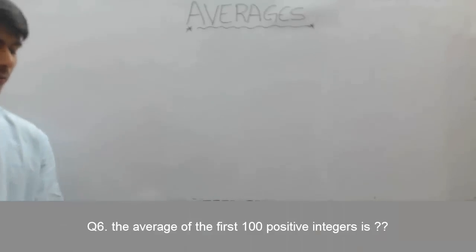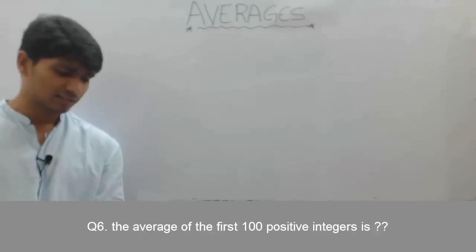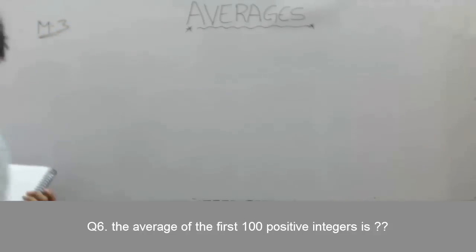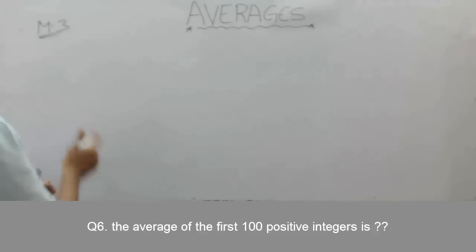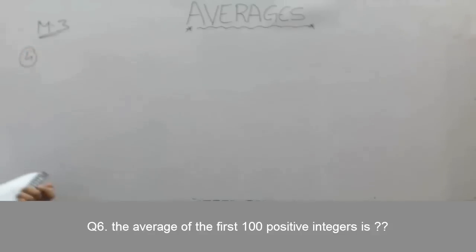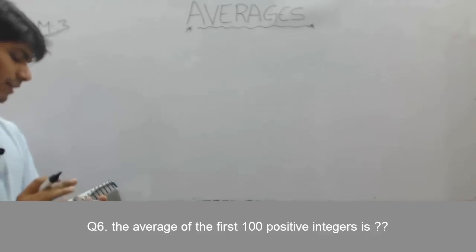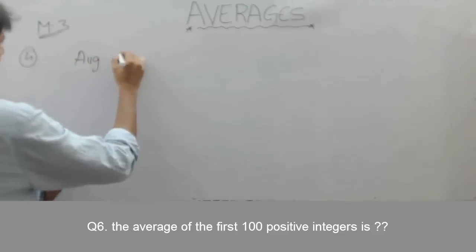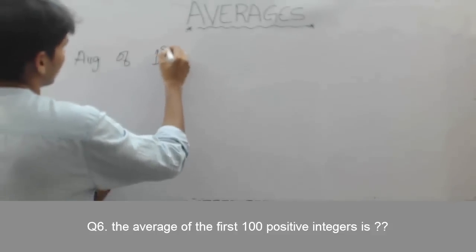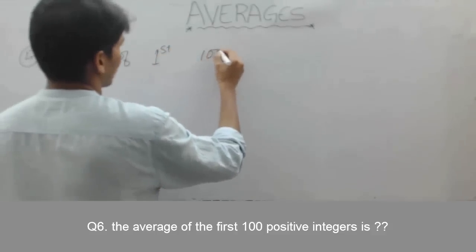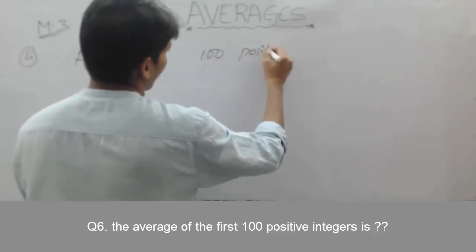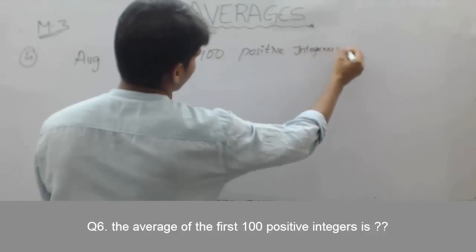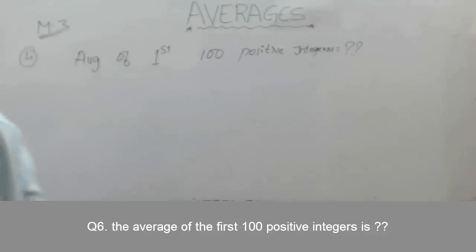So this is the most frequent model that appears in your examinations, that is based on consecutive numbers. So here he has asked what is the average of the first 100 positive integers. So what would be the average of the first 100 positive integers?